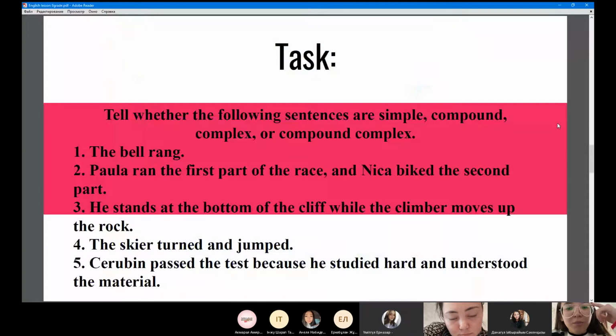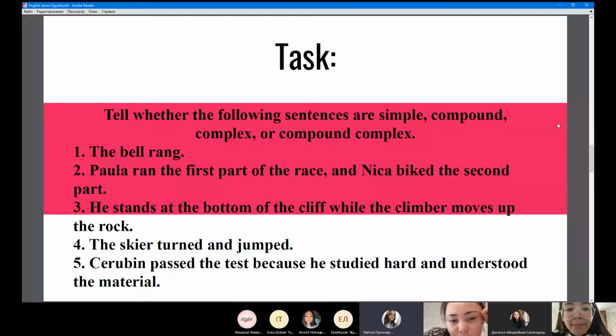Next page, Pasha, please. Tell whether the following sentences are simple, compound, complex, or compound complex. Gulnaz, please. The bell rang. It is simple. Good job. The next one, Erkebulan, please. Paulo biked the first part of the race, and Nika biked the second part. It's a compound. Good job.